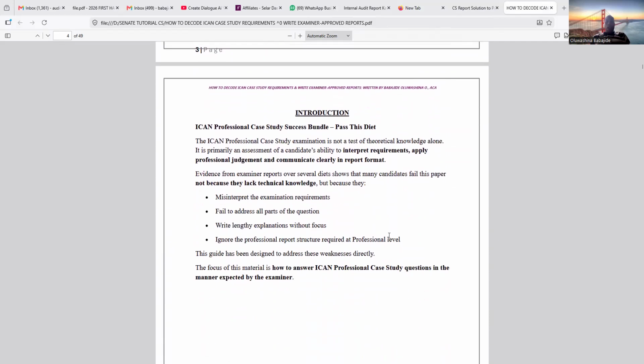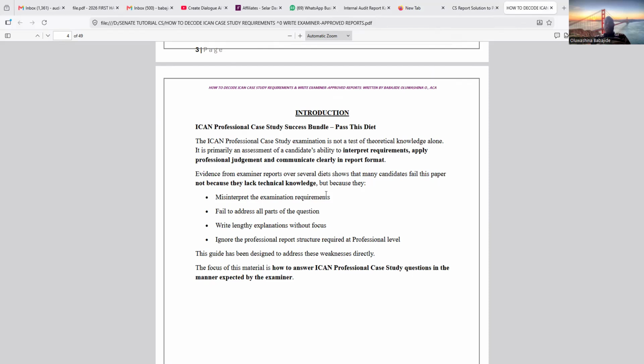Good. Now, before I move to that objective of case study, let me do a bit of introduction of this ICAN case study, especially this guide. ICAN Professional Case Study Success Bonding. I tag this process bonding because it's very straightforward. When you read it, it's very straightforward for you so that you're able to get what you want once and for all. The ICAN Professional Case Study Examination is not a test of theoretical knowledge alone.